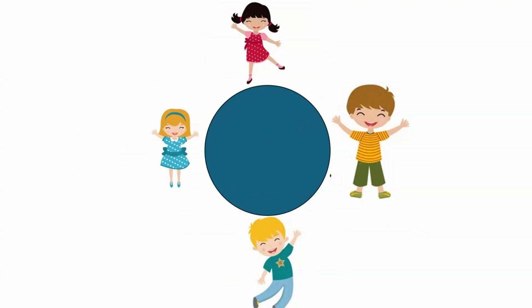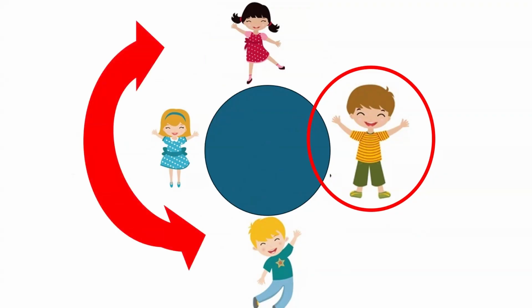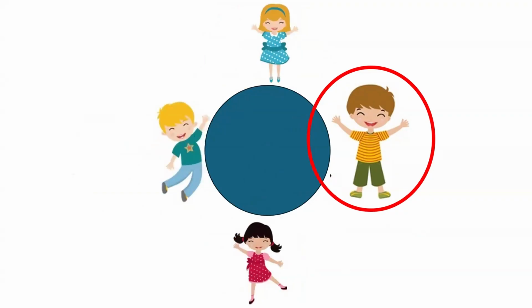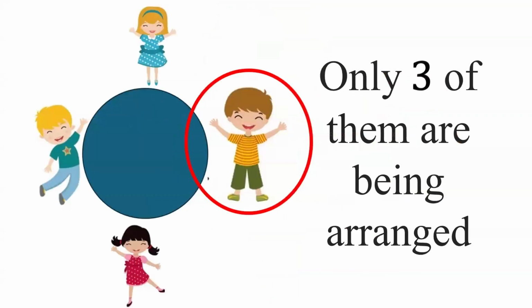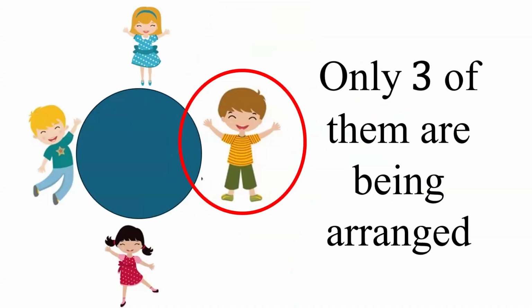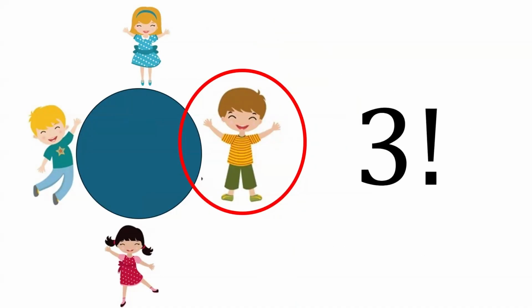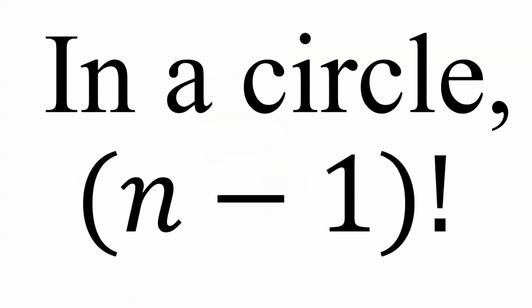Well, first we can just lock one kid up. Now notice how this kid acts like a barrier. The other ones now are in a straight line technically, and they can swap places easily. So how many others are being arranged? Only 3. So 3 factorial. So in the case of a circle, we always have to minus 1 before it.